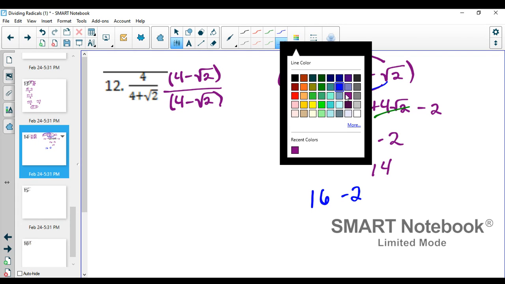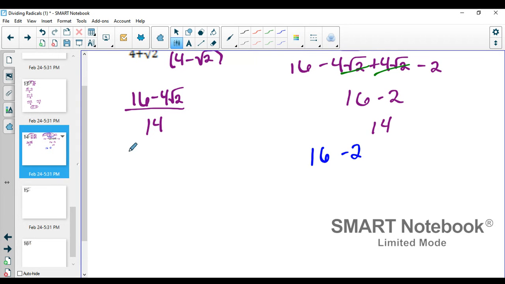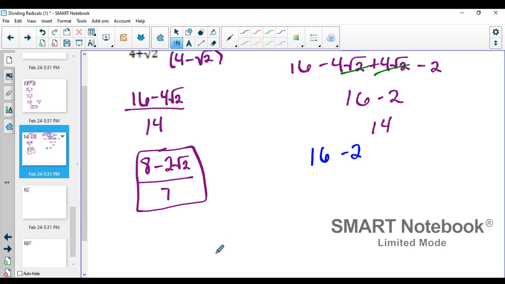So in this case, for the numerator, we're going to distribute the 4 into here. So 4 times 4 is 16. 4 times negative square root of 2 is minus 4 square root of 2. And then we did the math for this over here. So this is over 14. All right. Now, there is one further step in this because the 16, the 4, and the 14 are all even numbers. So we can divide them by 2, and we get 8 minus 2 square root of 2 over 7. And that is our final answer.